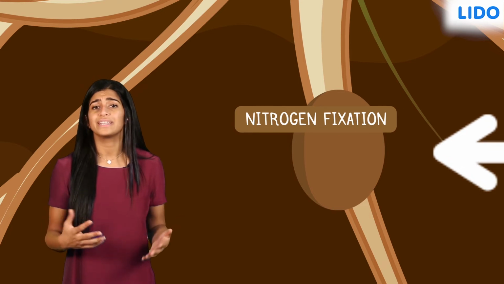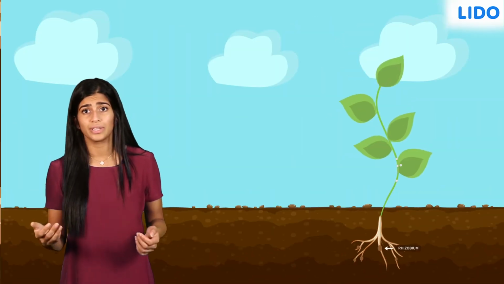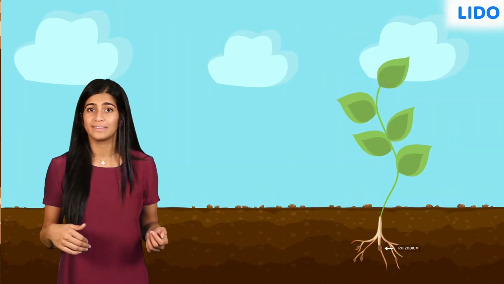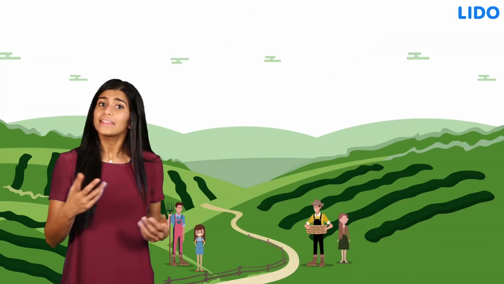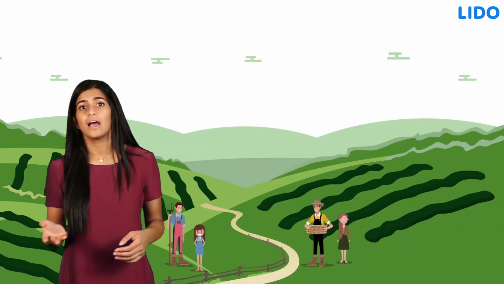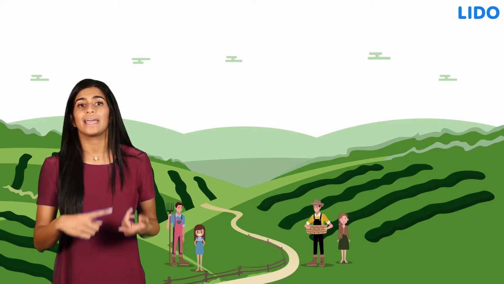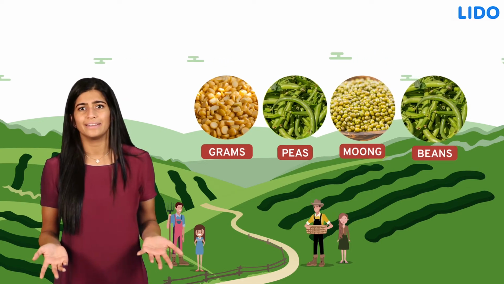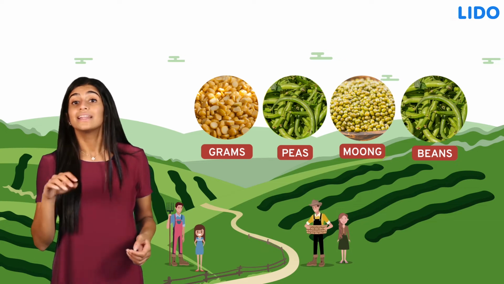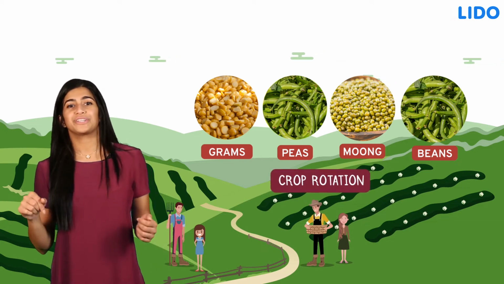Plants therefore benefit as they use these nitrates for their growth as well as to build protein. In turn, these leguminous plants provide rhizobium with food and shelter. That's why, after a few crop cycles, farmers grow leguminous plants like grams, peas, mung, beans, and other legumes on the land, like the way Deepa's dad did. This practice is called crop rotation.